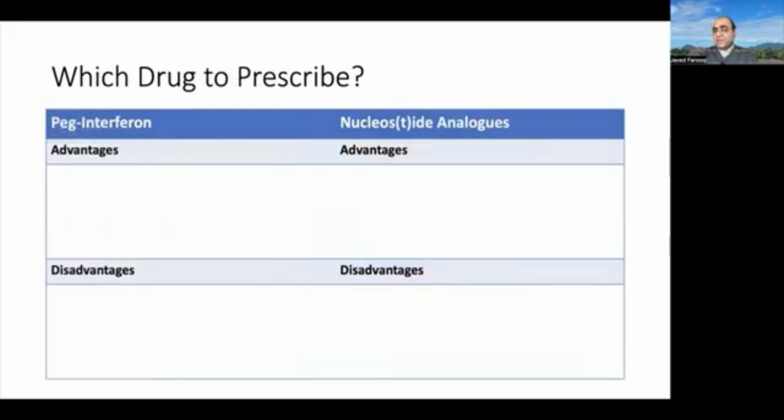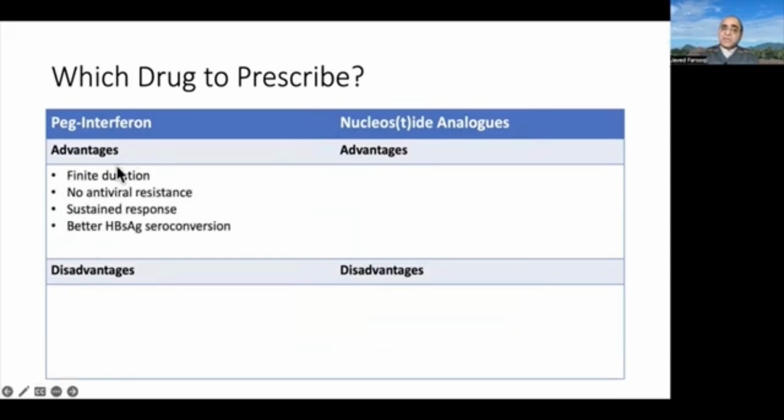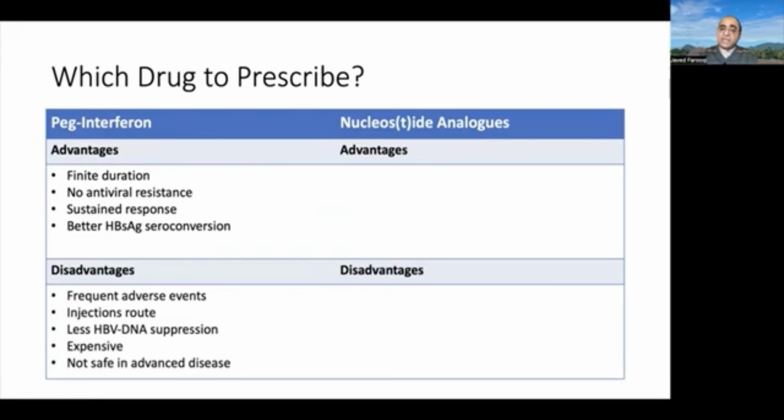Every drug, the pegylated interferon and the oral drugs, they have got advantages and disadvantages. The advantages of the pegylated interferon were that they are needed for finite duration of treatment, no antiviral resistance, they give you sustained response, and they give you better HBs antigen seroconversion. But they had got some disadvantages: frequent adverse events are associated with pegylated interferon. They are injections route. They have got less HBV DNA suppression, and they are expensive therapies and not safe in advanced disease.